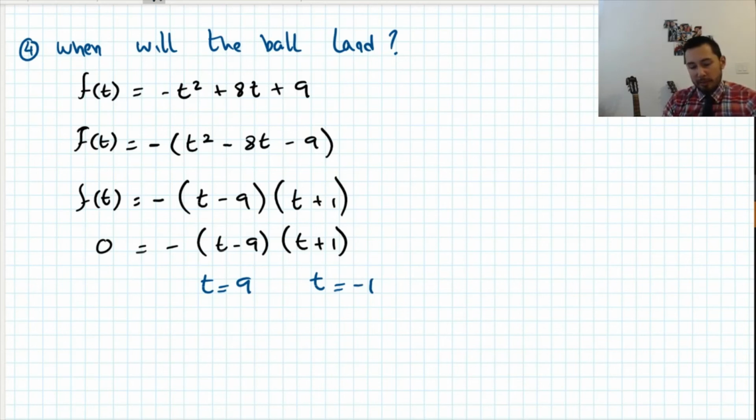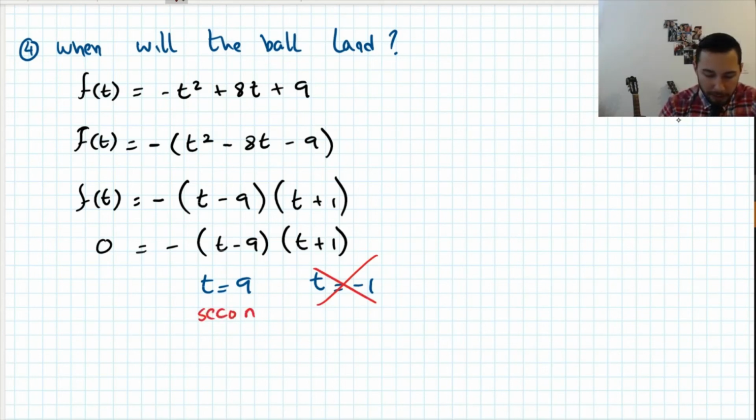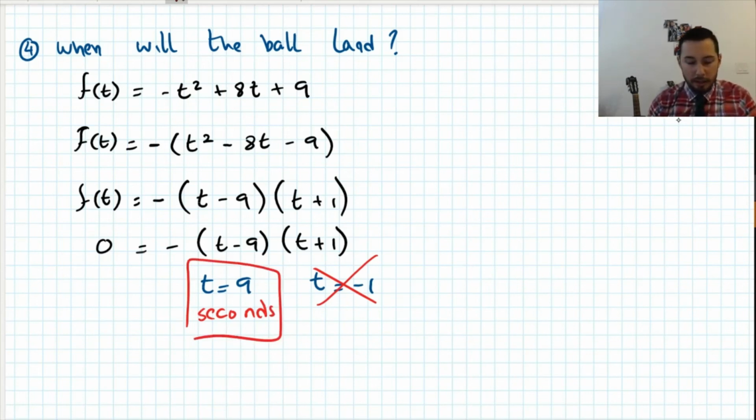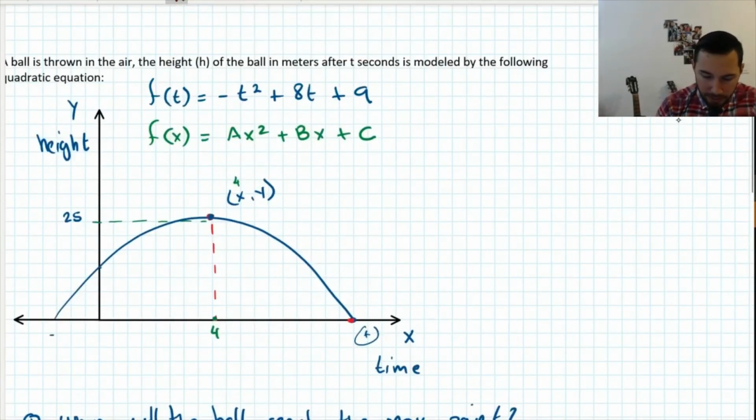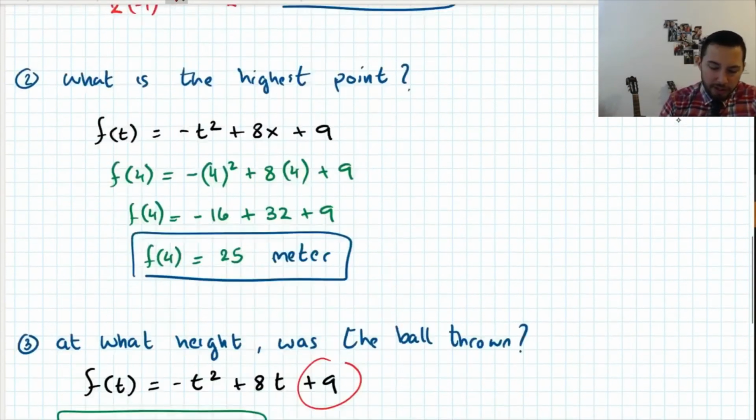Now this is in terms of seconds, so this says t equals 9 seconds, and this says t equals negative 1. I cannot have negative 1 seconds, therefore my ball would land at 9 seconds. Right, so t is equal to 9 seconds. Good. So now I found out that it lands at 9. It started at 9 meters. It reached a height of 25. It reaches that height at 4 seconds. And the only thing I'm left to find is the intervals.